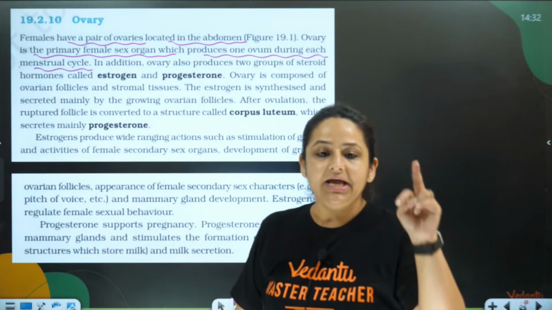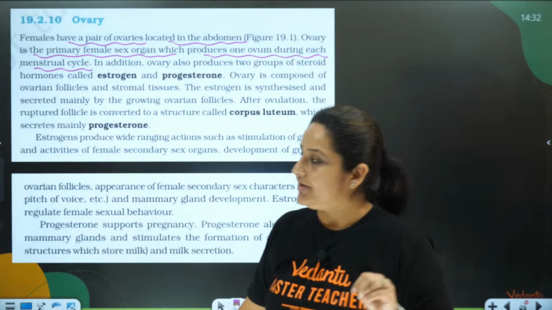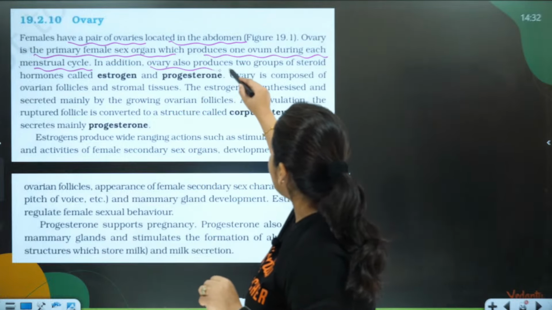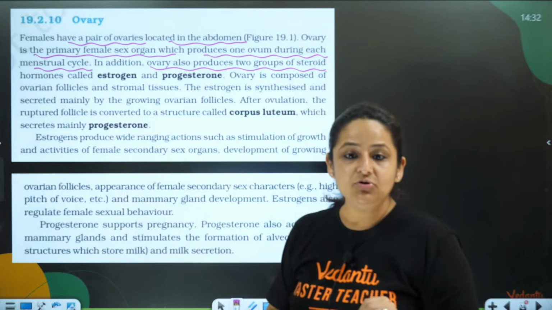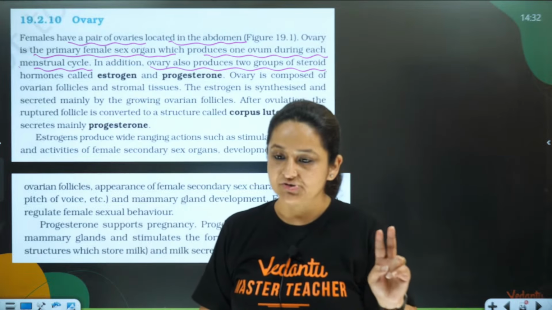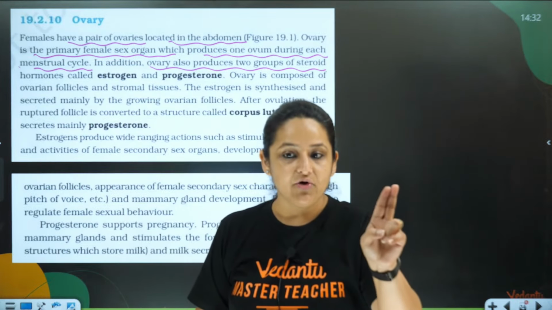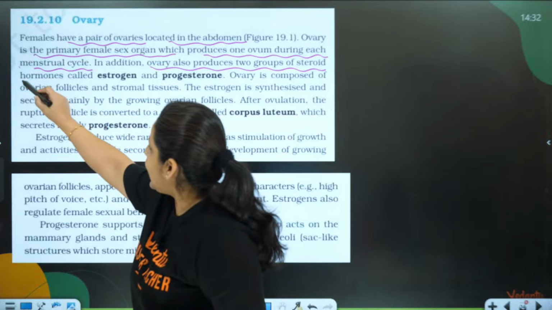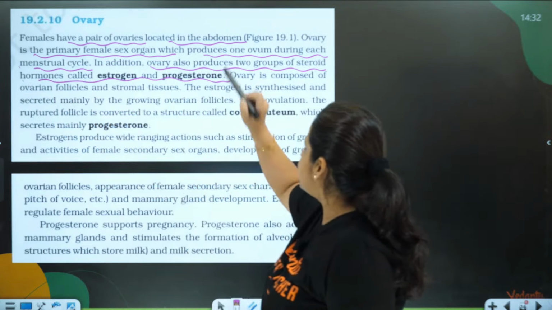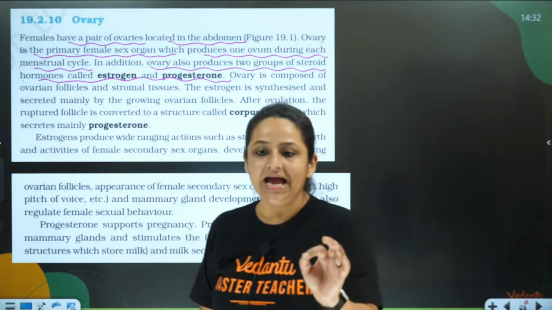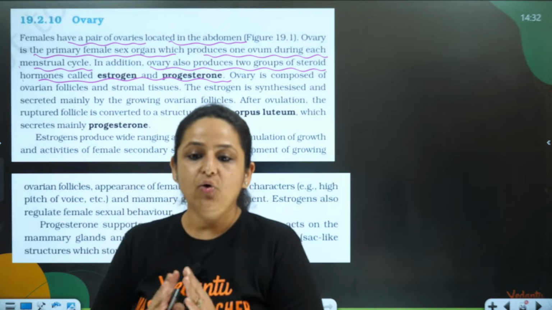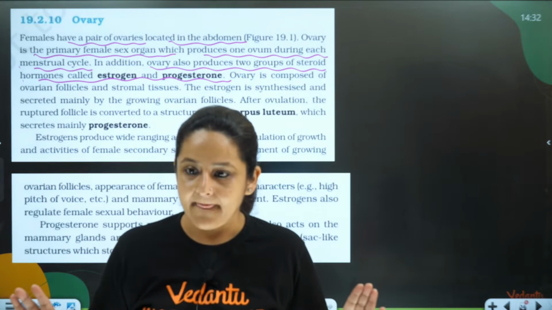And number 2, in addition to this, what is the ovary doing? The ovaries are also producing hormones, right? Which hormones? 2 groups of hormones. 2 major groups of steroid hormones called as estrogen and progesterone. Clear? Estrogen and progesterone. I hope this part is clear to everyone.